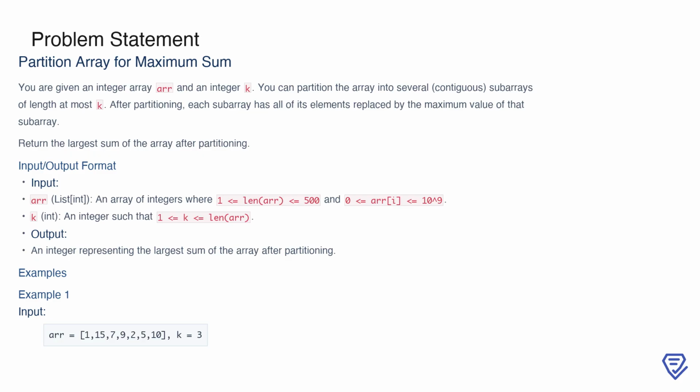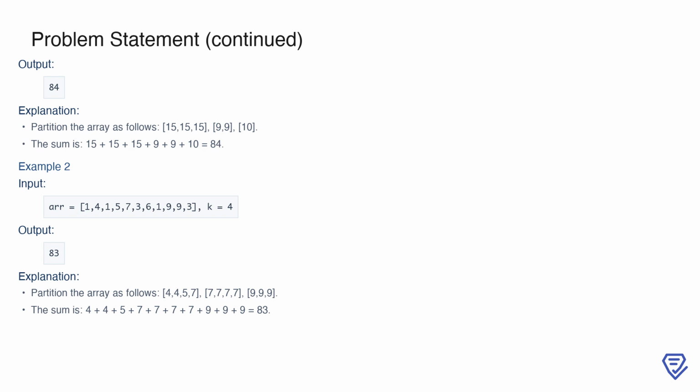Let's look at some examples to better understand this problem. In the first example, we are given the array ARR equals 1, 15, 7, 9, 2, 5, 10, and k equals 3. The output for this input is 84. Here's how we arrive at that result. The array is partitioned into three subarrays, 15, 15, 15, 9, 9, and 10. Notice that in each subarray, all elements have been replaced by the maximum value of that subarray. Summing these values gives us 15 plus 15 plus 15 plus 9 plus 9 plus 10 equals 84.